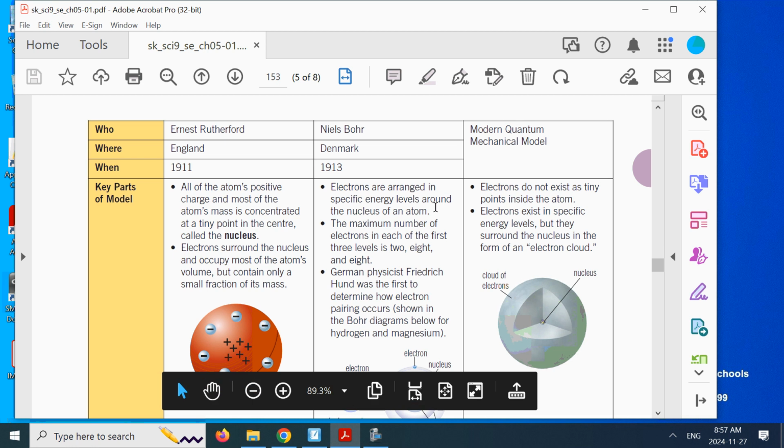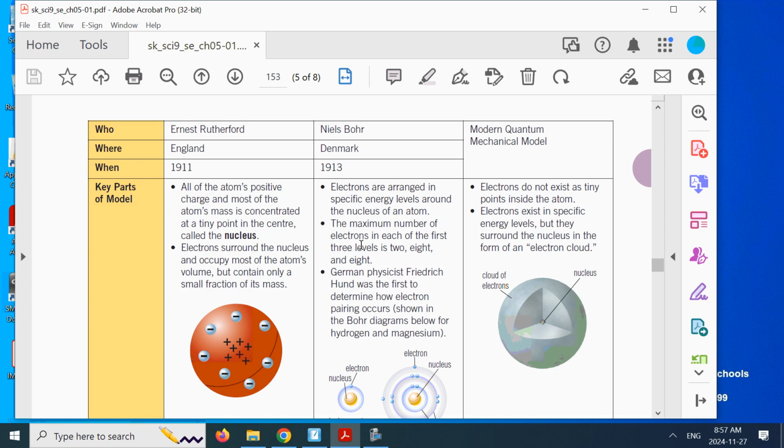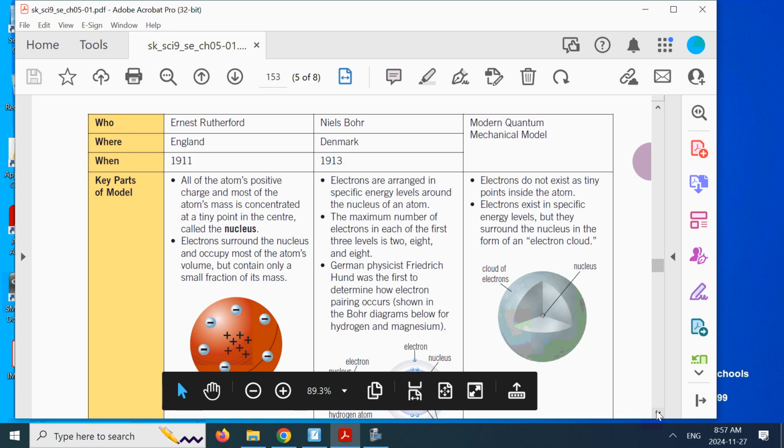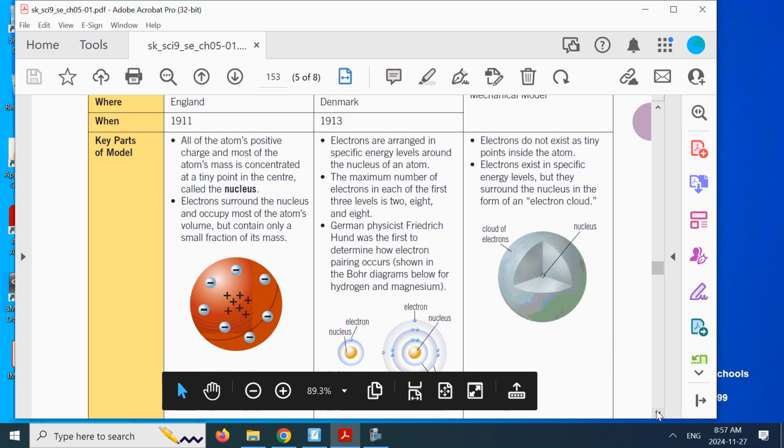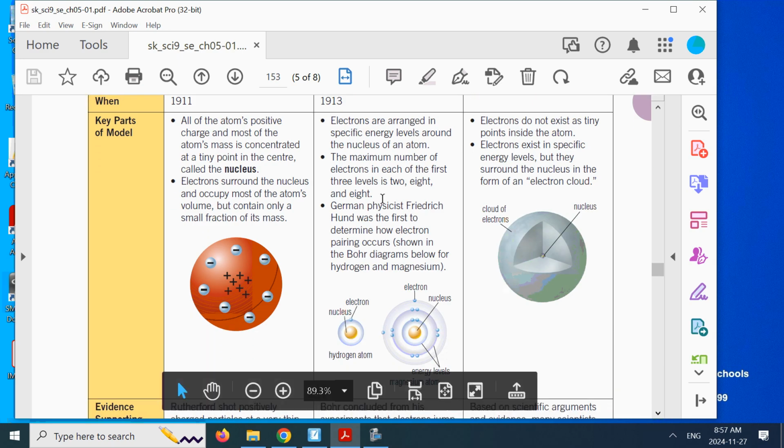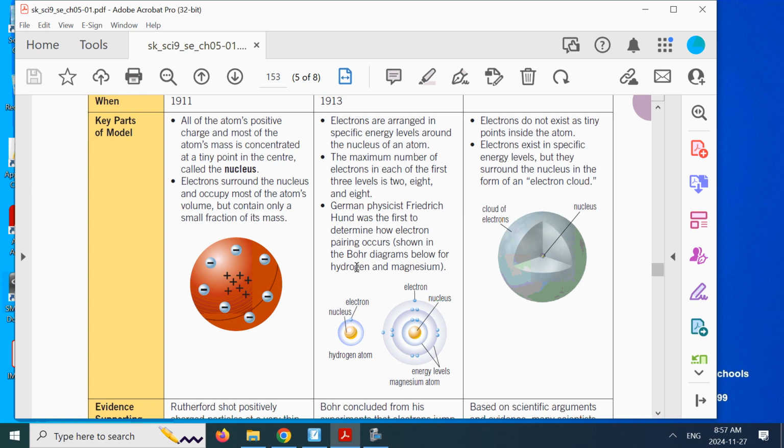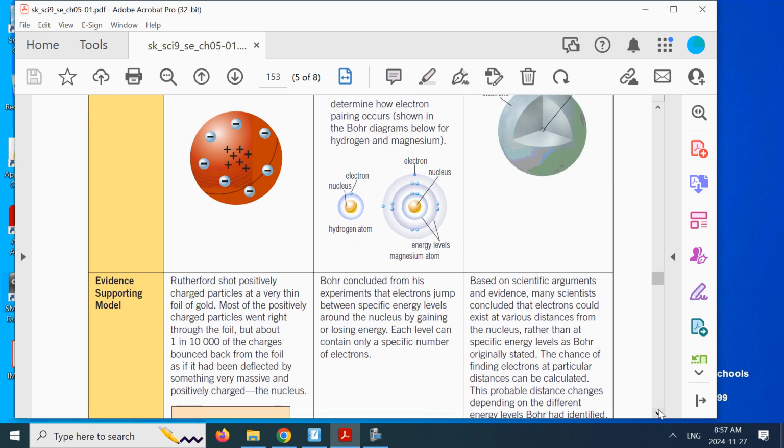Electrons are arranged in specific energy levels around the nucleus of the atom. The maximum number of electrons in each of the first three levels is 2, 8, and 8. More about that when we look at the periodic table, and let's understand why. Friedrich Hund, a German physicist, was the first to determine how electron pairings occur, shown in the Bohr diagrams. We're going to do some of those later on. Other scientists were involved too; it's not just one person, it's usually a team.